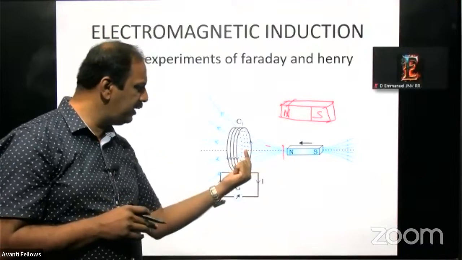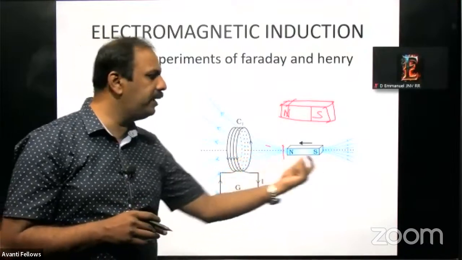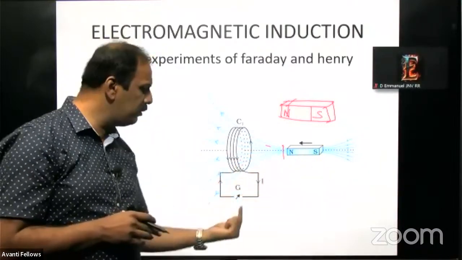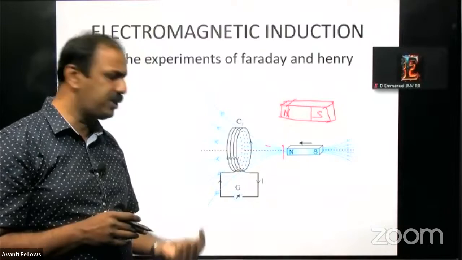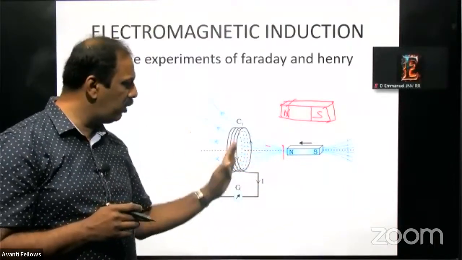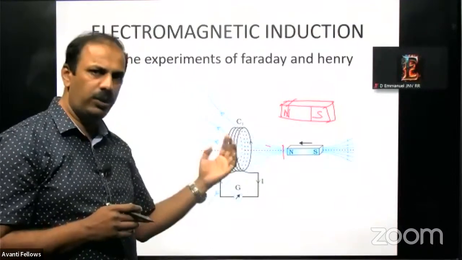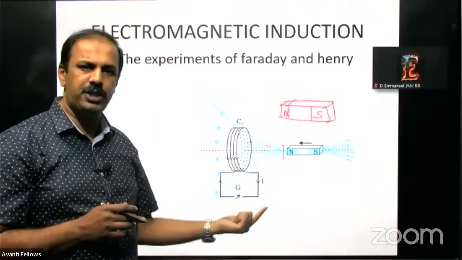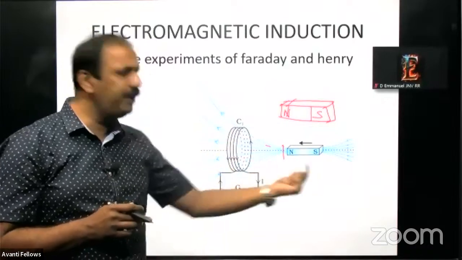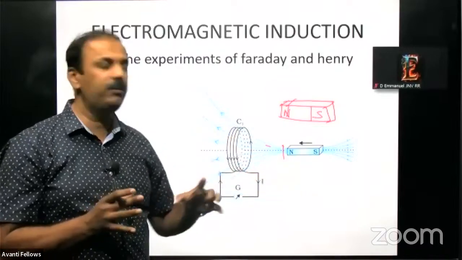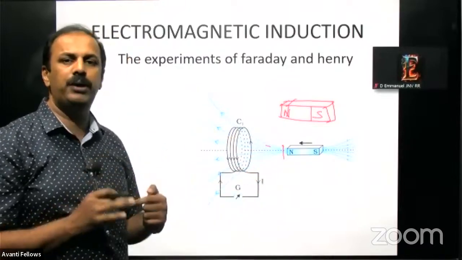When you keep it inside, the magnetic field is very high here. When you take it away, the magnetic field reduces. When the magnetic field reduces also, this galvanometer will show a deflection. But there is a difference. When it is moving toward this side, that is from lower magnetic field to higher magnetic field, the coil is in lower magnetic field, then it becomes higher magnetic field. It will show one deflection. And when you are taking it away, it is from higher magnetic field to lower magnetic field. That time the deflection will be opposite. That point is very important.